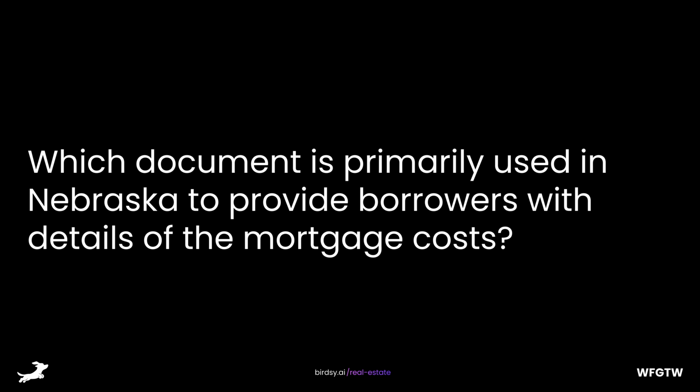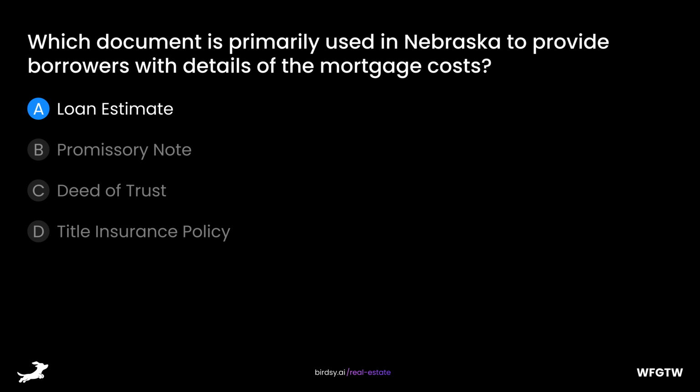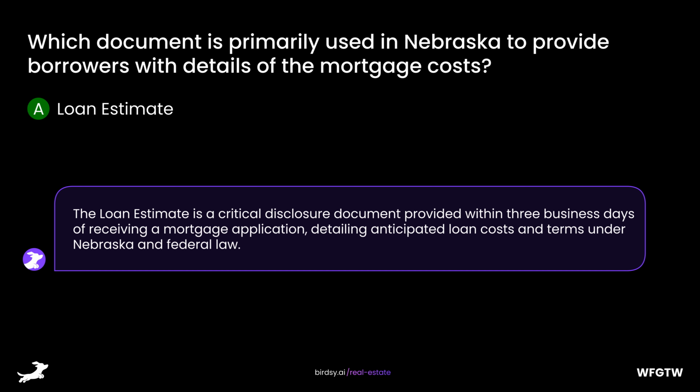Which document is primarily used in Nebraska to provide borrowers with details of the mortgage costs? Is it A, loan estimate; B, promissory note; C, deed of trust; or D, title insurance policy? The answer is A, loan estimate. The loan estimate is a critical disclosure document provided within 3 business days of receiving a mortgage application, detailing anticipated loan costs and terms under Nebraska and federal law.